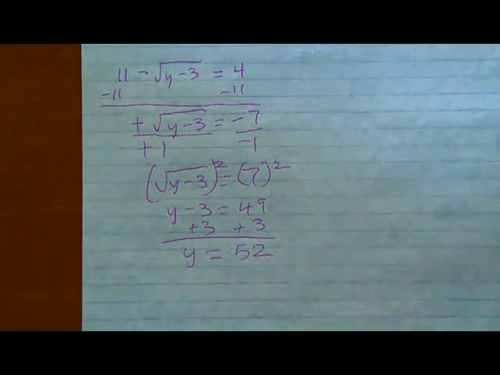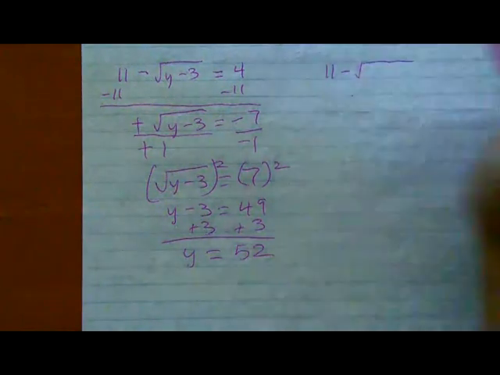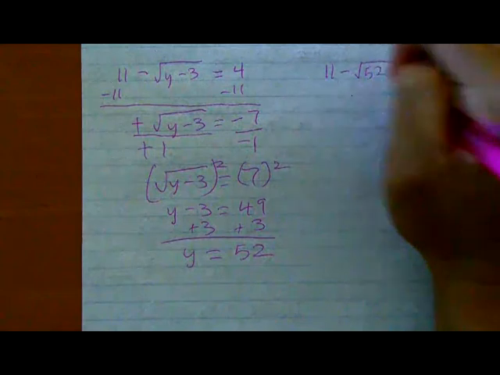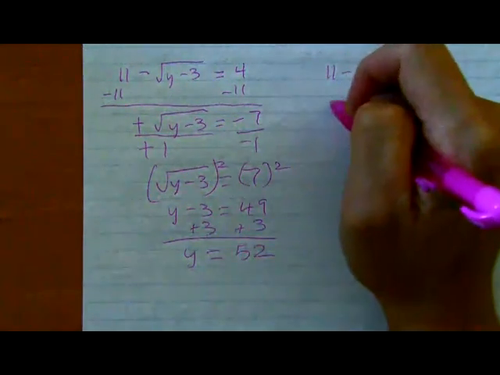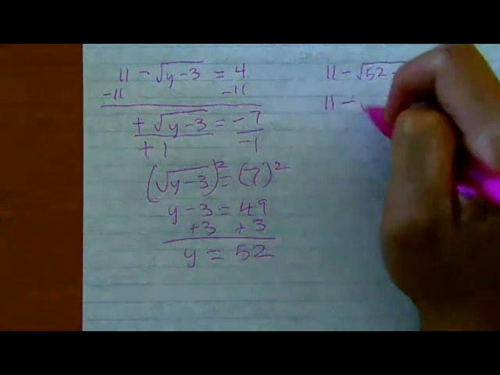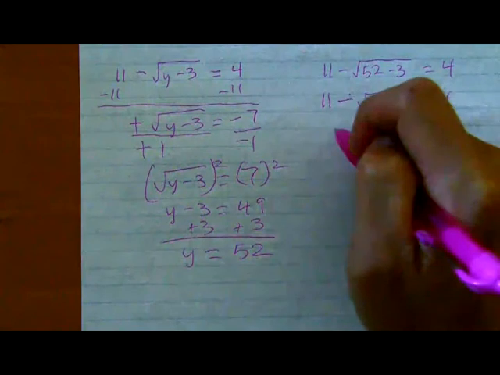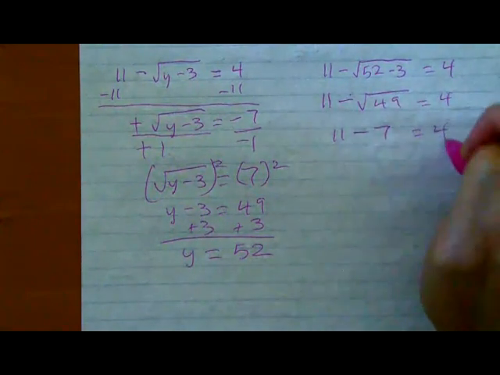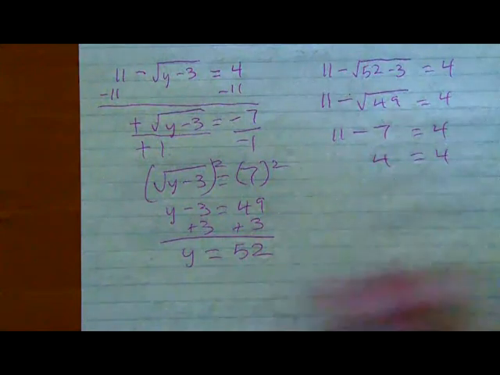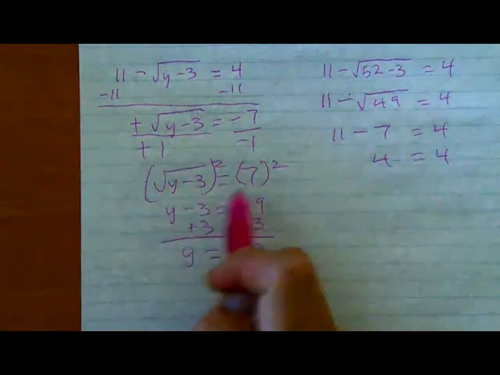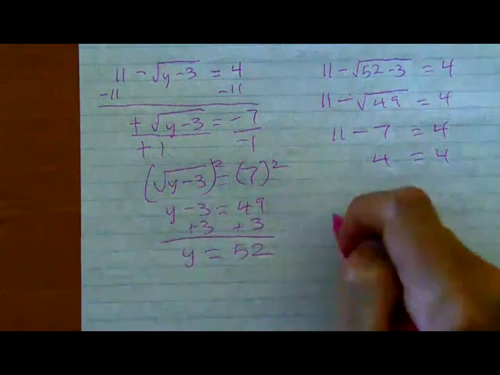Now, just to prove, in case you don't trust my calculation, the square root of 49, which is 7, 11 minus 7 is 4. Yeah, true statement. So, as noted here, the square root was equal to a positive, so we knew it was going to work. We have one solution, 52.